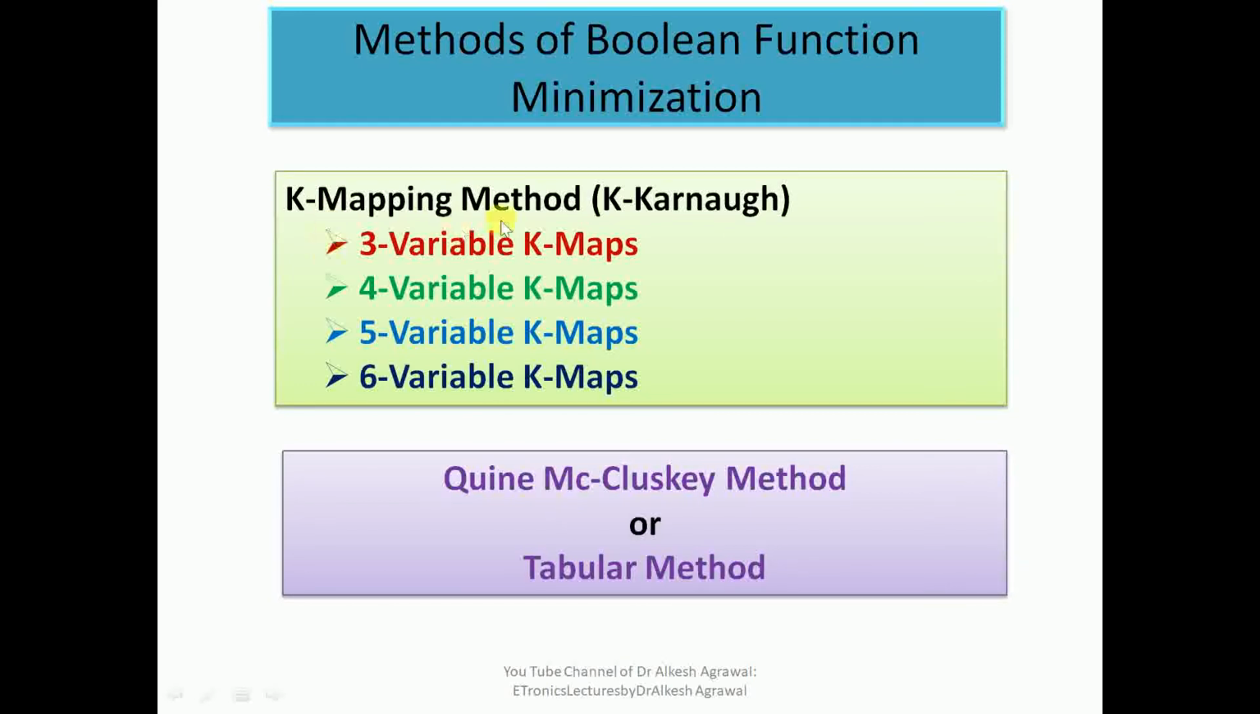We have two different methods. One is called the K mapping method, where K stands for Karnaugh, or the Karnaugh mapping method. We have different kinds of Karnaugh maps: three variable, four variable, five variable, and six variable maps. Another method is called the tabular method, technically known as the Quine-McCluskey method. In this lecture, I'll mainly focus on three variable K maps.